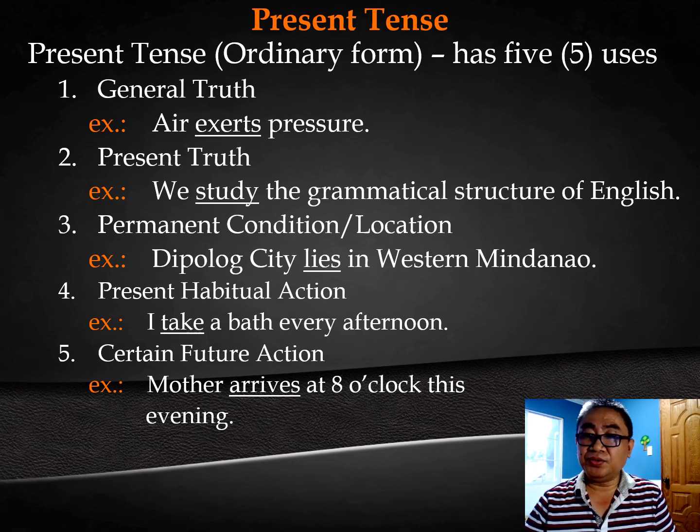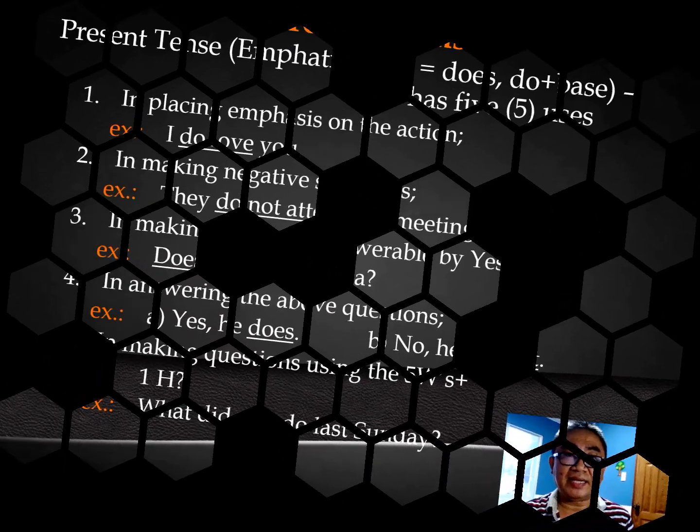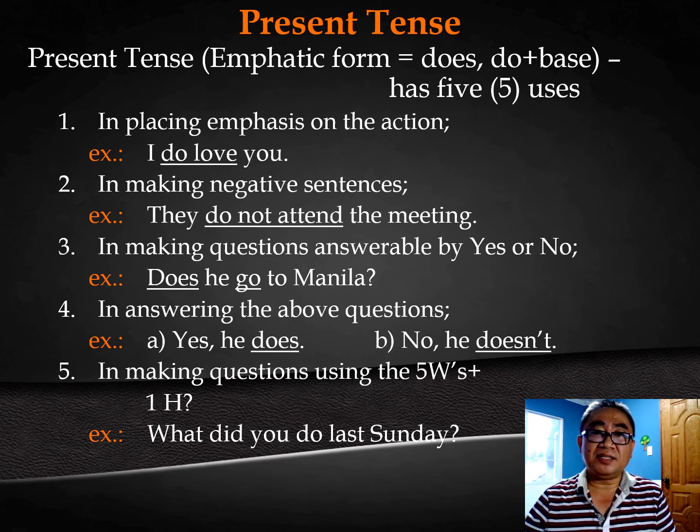Now, let us go to the next presentation on the present tense emphatic form of the verb. Okay, so it is actually used in the following instances: in placing emphasis on the action, I do love you; in making negative statements, they do not attend the meeting; in making questions answerable by yes or no, does he go to Manila? In answering the above questions, if it is yes, then yes, he does; no, he doesn't; in making questions using the 5 W's plus 1 H.